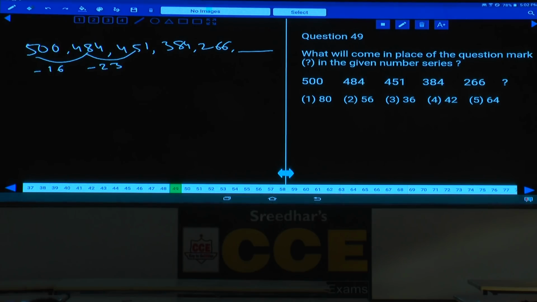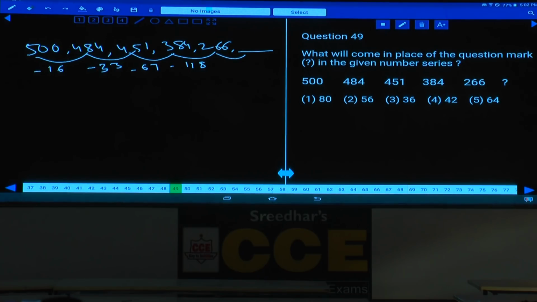Now here the difference is 33. Next one, 451 and 384. Tell me the difference between these two numbers. The difference is 67. And check out the next difference: 16, 33, 67. And this is 118. Isn't it? Then what should be the next one?